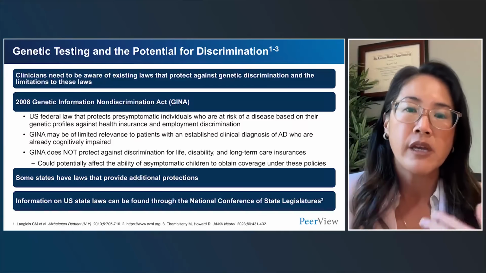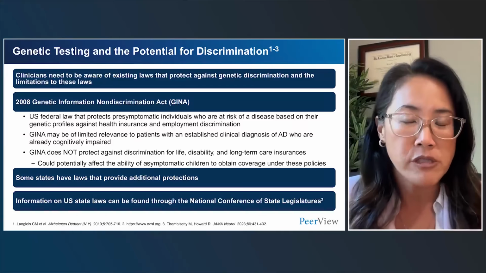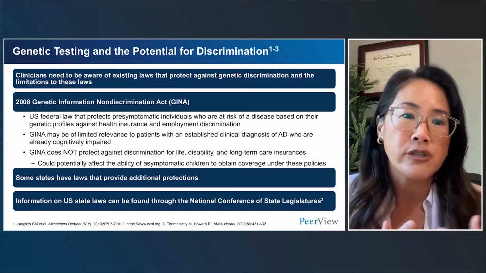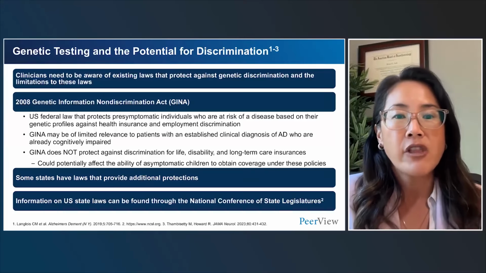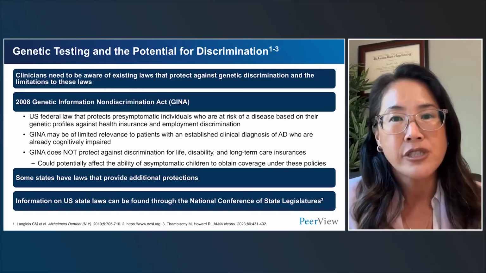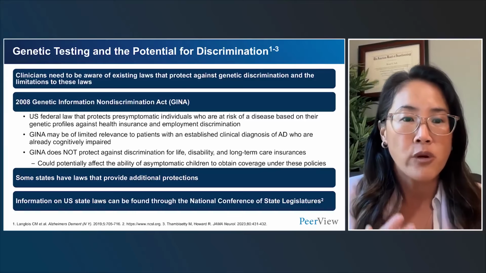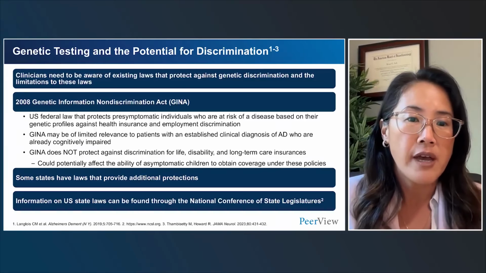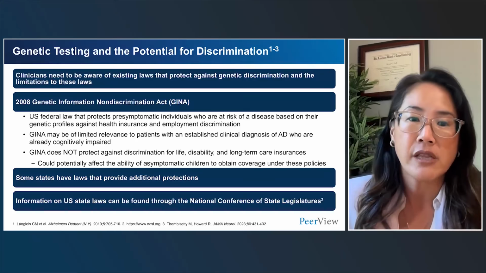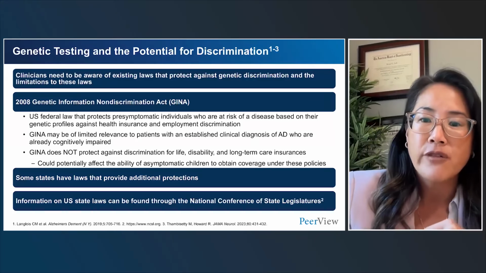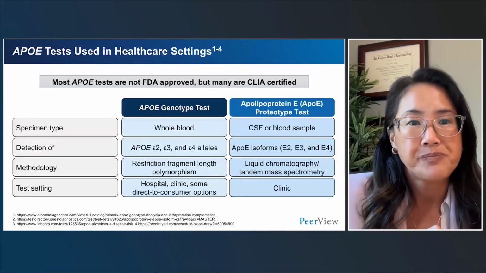A lot of times we can get our ducks in a row, so to speak, before we do that testing and understand. And some states have laws that provide additional protections, so learning what may be available in your state can be very helpful. And the information on U.S. state laws can be found through the National Conference of State Legislatures.